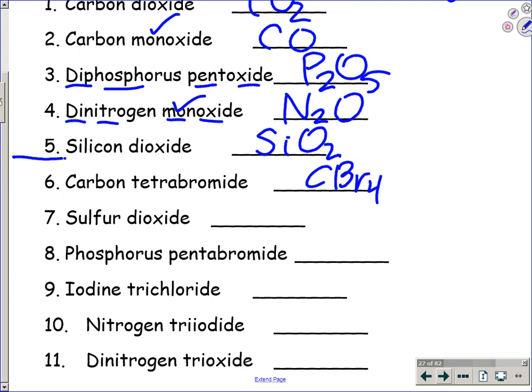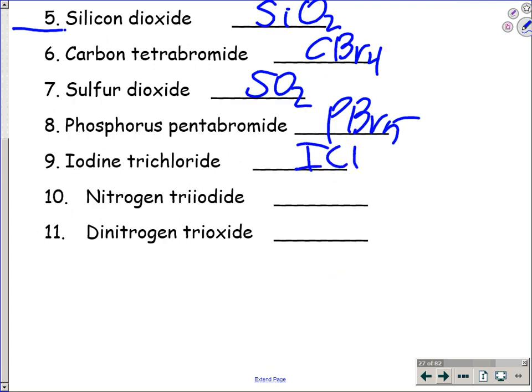Alright, finish those up with me. Sulfur dioxide. Chant. Let's go. SO2. Phosphorus pentabromide. PBr5. Iodine trichloride. ICl3. Nitrogen triiodide. NI3. Dinitrogen trioxide. N2O3.